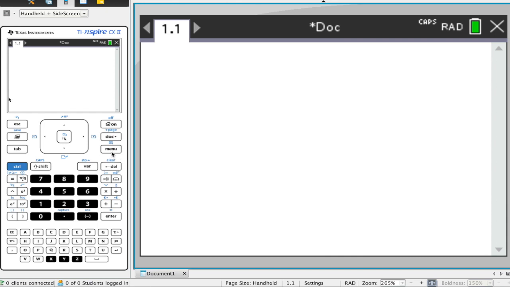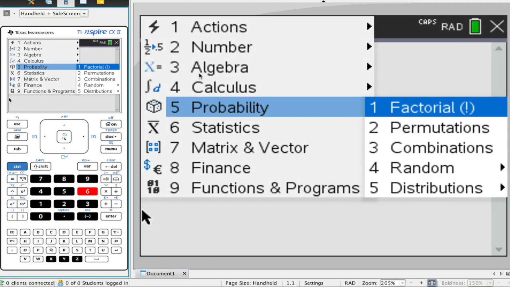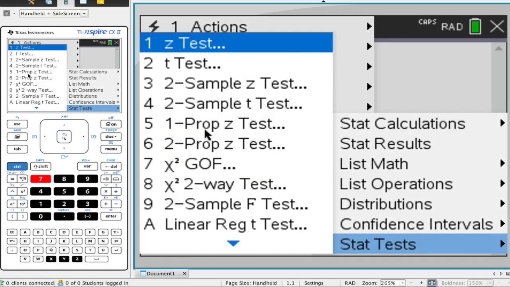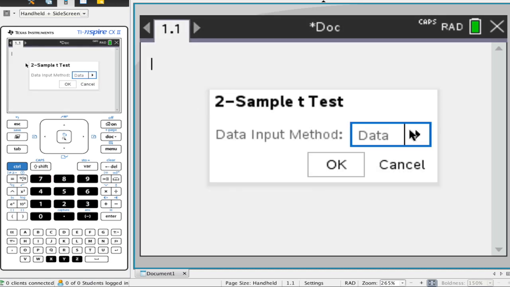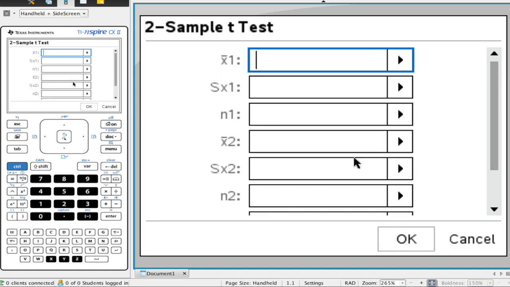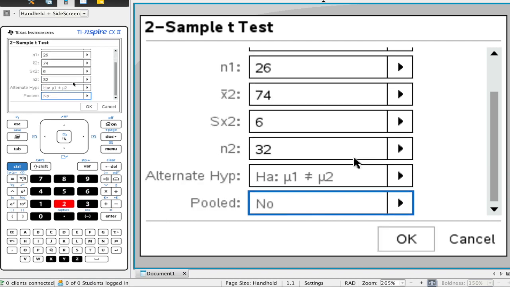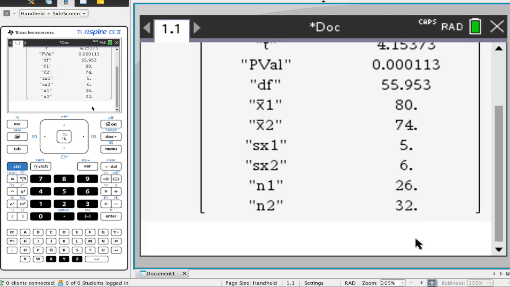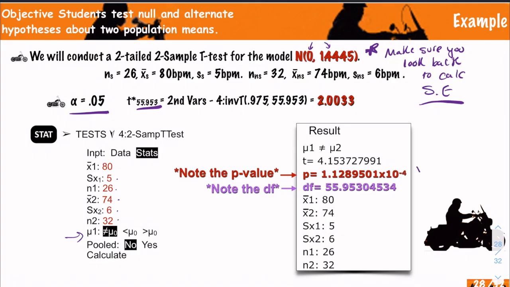So we're going to hit Menu, Stats, and then we're going to go down to Tests and do a two-sample t-test. We're going to select Stats. We're going to type in our averages. So x1, the average is 80 with a standard deviation of 5 and a sample size of 26. Our average for our non-smoker group was 74 beats per minute with a standard deviation of 6 and a sample size of 32. We're testing our alternative that they're not equal to, and we are not pooling. And when we calculate that, we get our p-value of 1.12 times 10 to the negative fourth, or e negative 4. We get our degrees of freedom of 55.95.